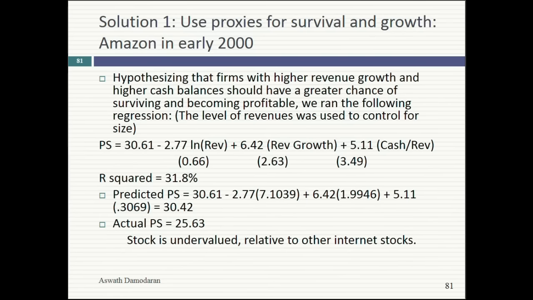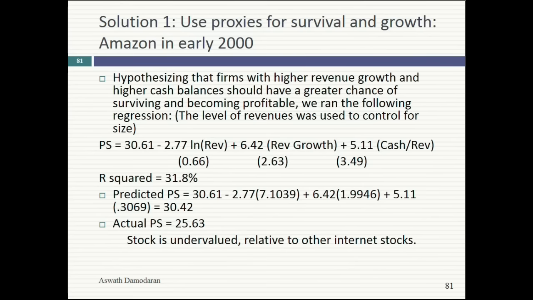And I used cash as a percent of revenue to capture the survival effect. The coefficients all had the right sign on them, which is good news. The higher my revenues, the lower my price to sales ratio, which makes sense. The higher my revenue growth, the higher my price to sales ratio. And the more cash I have as a company, the higher my price to sales ratio. The T statistics, at least for revenue growth and cash, are significant.